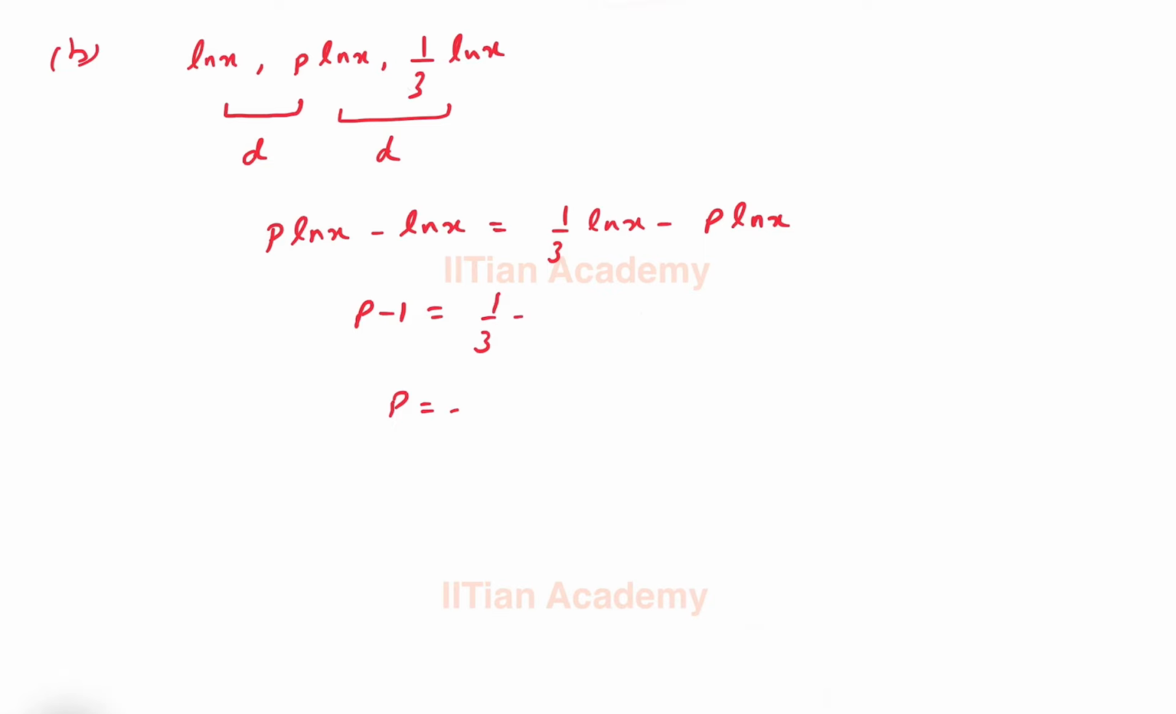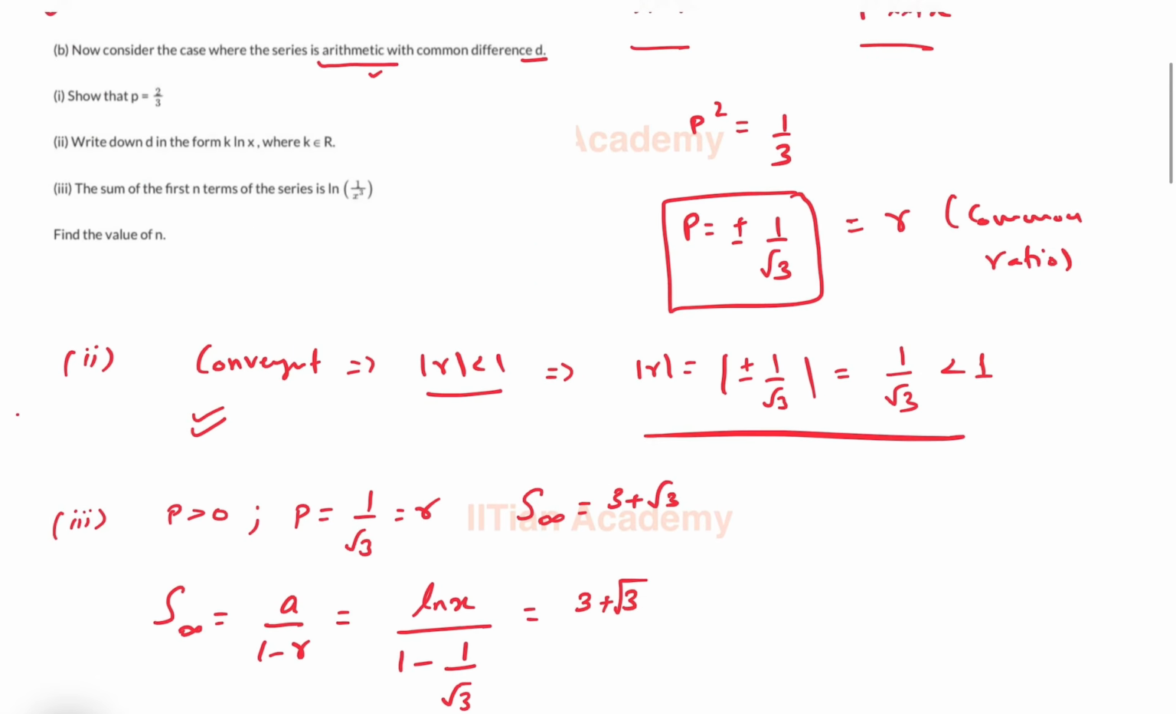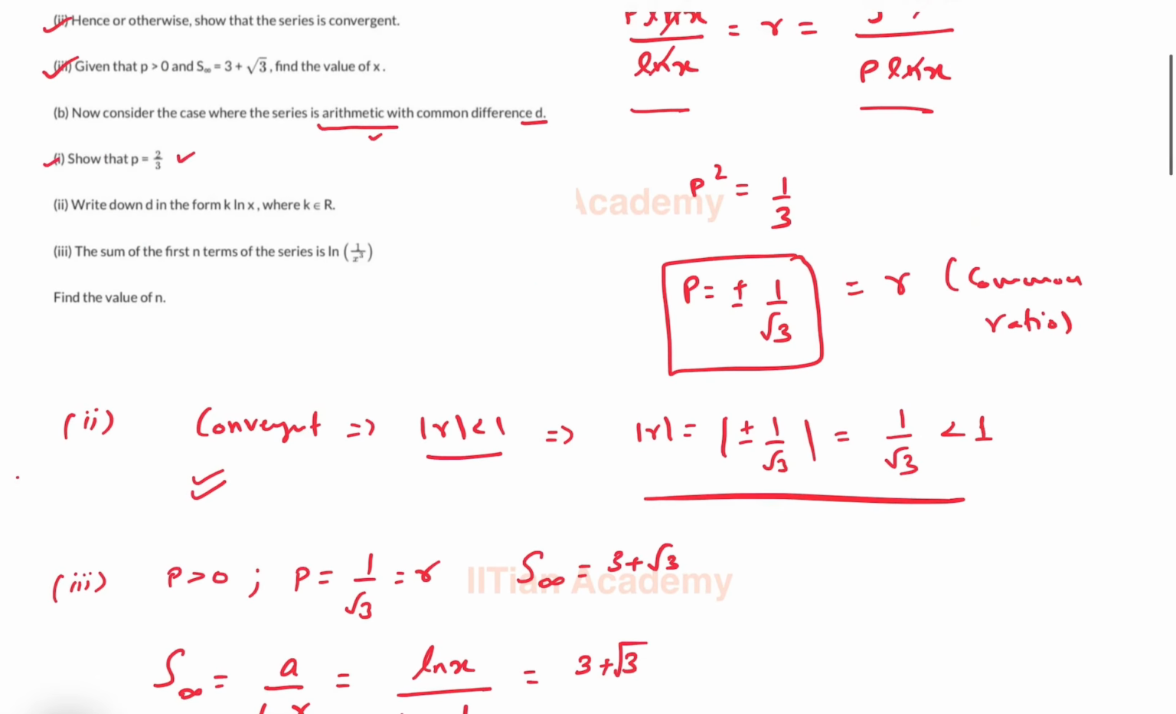The calculation needs to be checked. This is p minus 1 equals 1 by 3 minus p. So this is 2p equals 1 by 3 plus 1, so this is 4 by 3. What we get is 2p equals 4 by 3, or p equals 2 by 3. So we have found the value of p, which is 2 by 3.